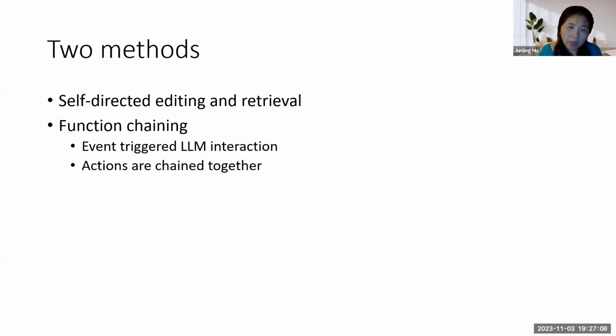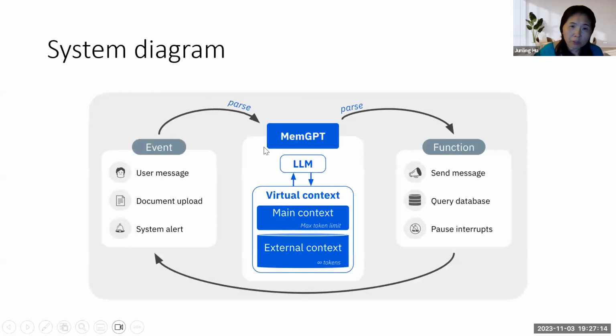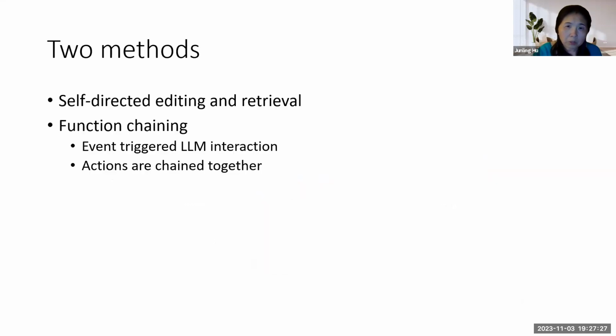That is the first arc. The second innovation, the second arc, comes after the large language model returns a certain result. What they do is they can continuously chain the events together.